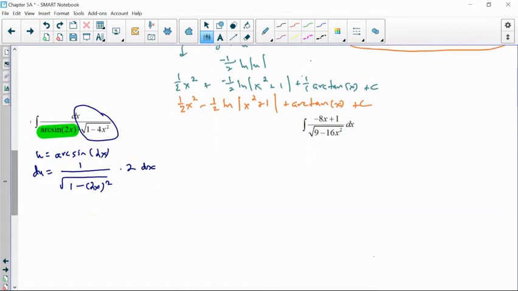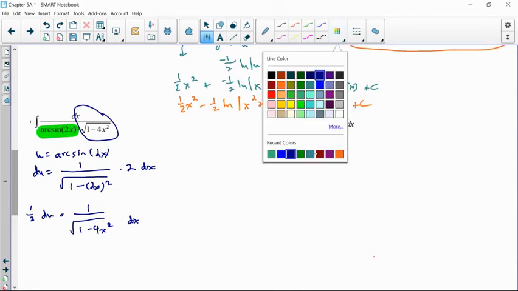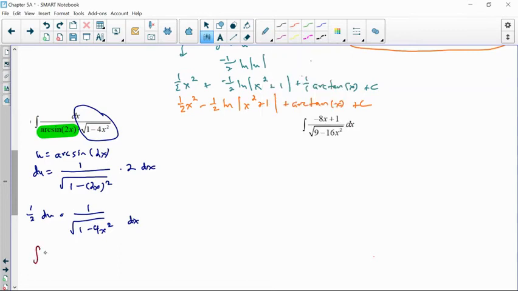So we don't have the 2, so we're going to make it 1/2 du is equal to 1 over the square root of 1 minus 4x squared dx. Excellent. And then we can integrate. So change of color. Sure, why not? So we're going to integrate 1/2, and then here's our du, and then it's 1 over u.